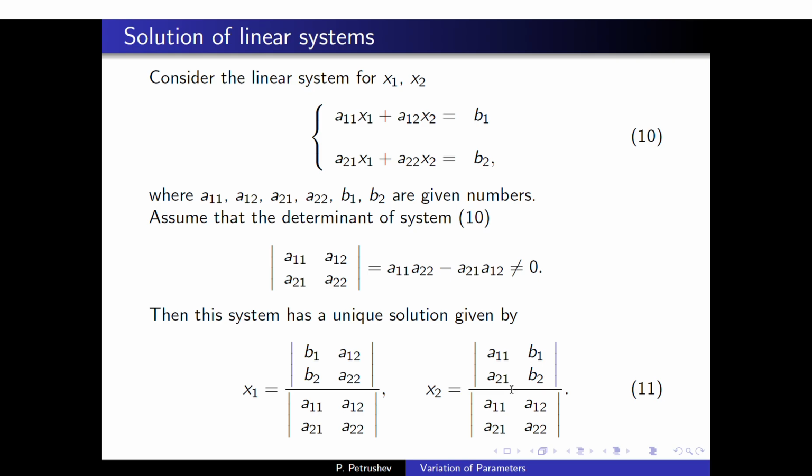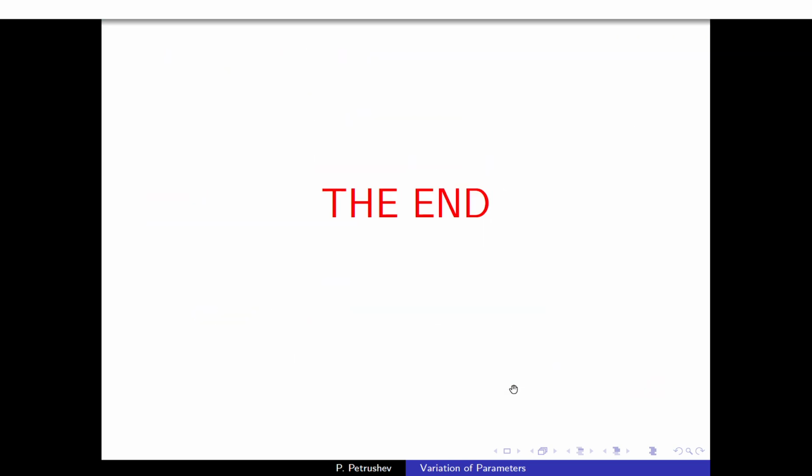And this is everything for today. This is the first part of the lecture devoted to the method of variation of parameters. In the second part of the lecture, I'm going to demonstrate how this method works on two examples.